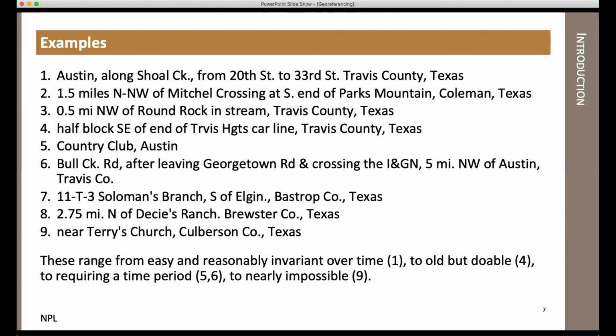11-T-3, that's UT has its own numbering scheme for identified locations. We'll talk about that a little bit later. 2.7 miles north of Dessie's Ranch in Brewster County. Well, Dessie's Ranch isn't there anymore. Near Terry's Church, this was my favorite recent one.